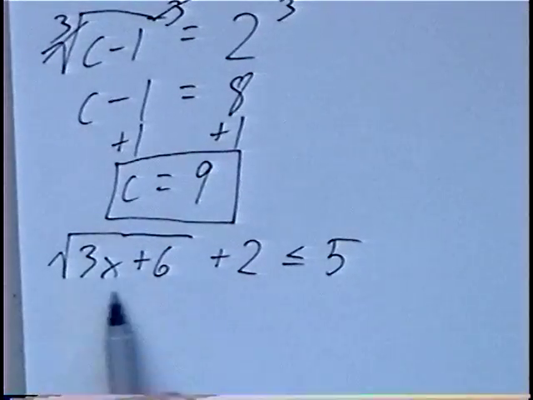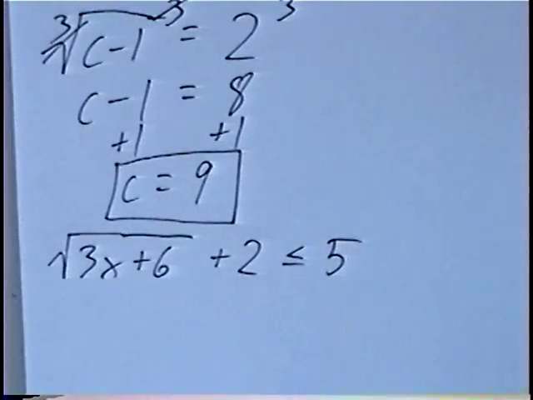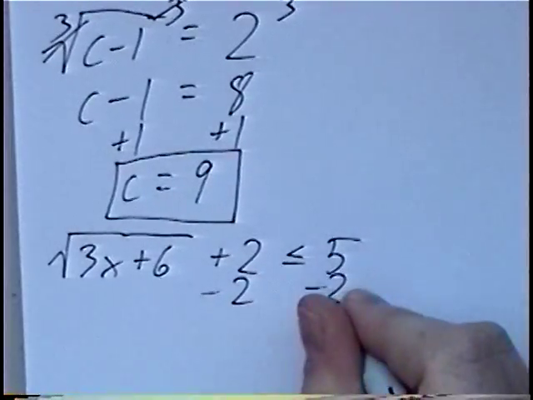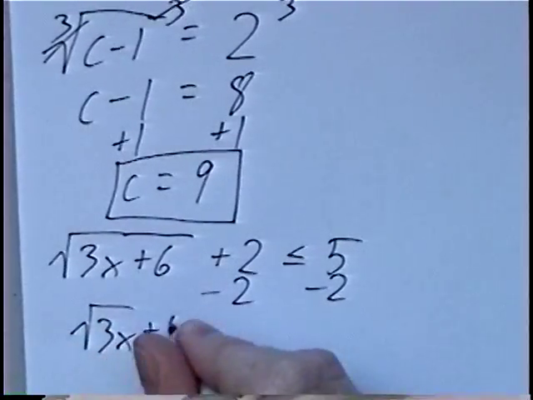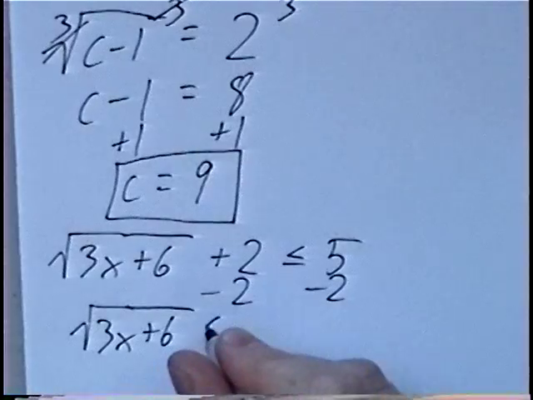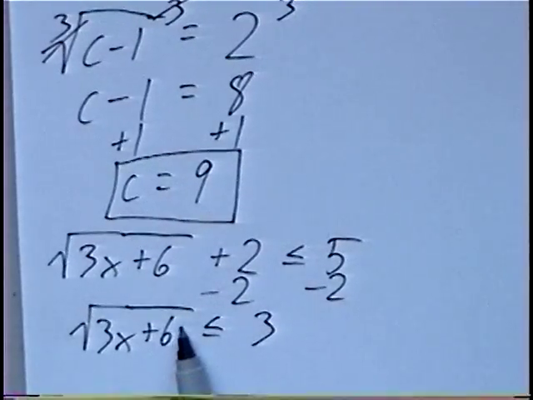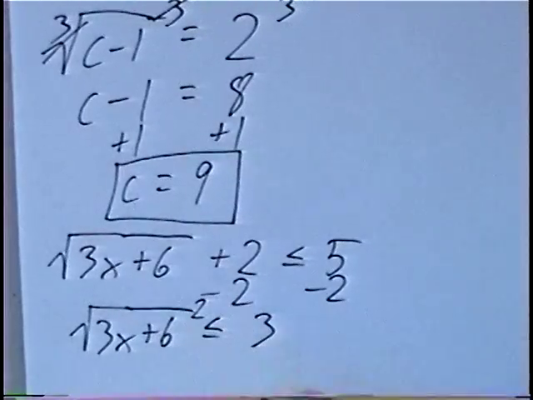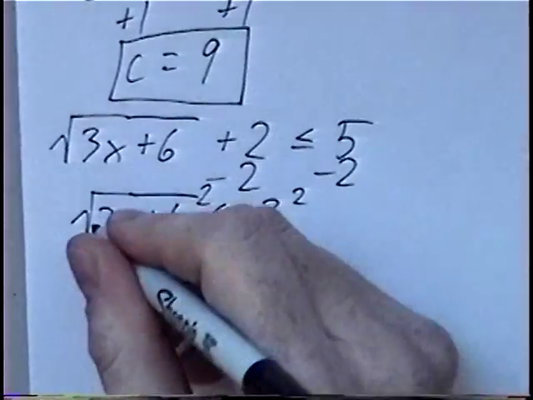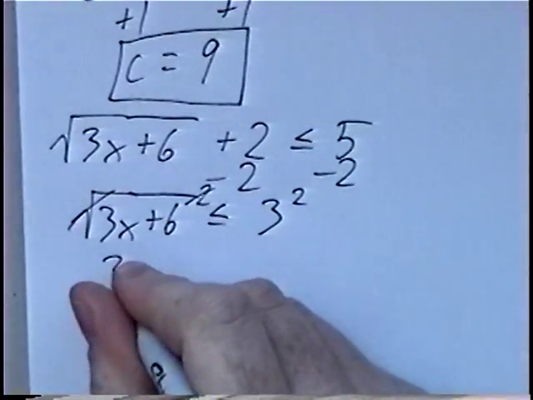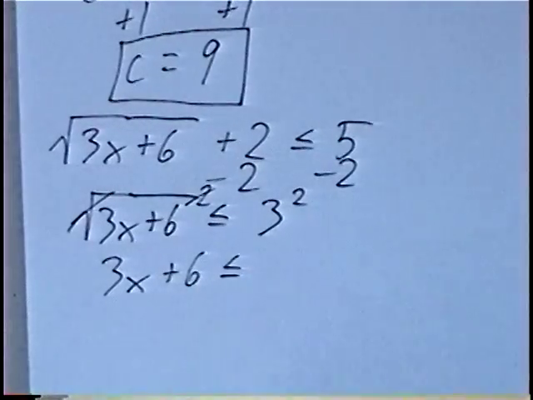First step again is to get the radical or square root by itself. So any numbers outside, we can move to the other side, in this case by subtracting 2. Radical 3x plus 6, less than or equal to 3. And again, to cancel out a square root, we can do the opposite by squaring. The square and square root would cancel, so we'll have 3x plus 6 is less than or equal to 9.